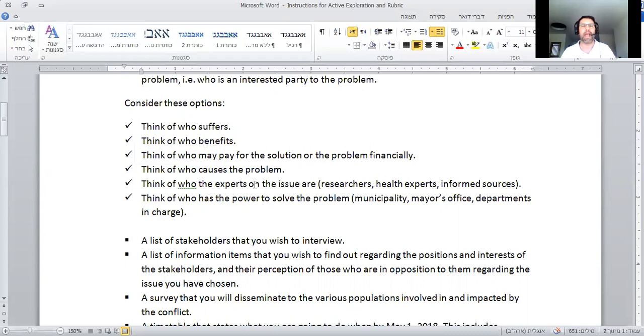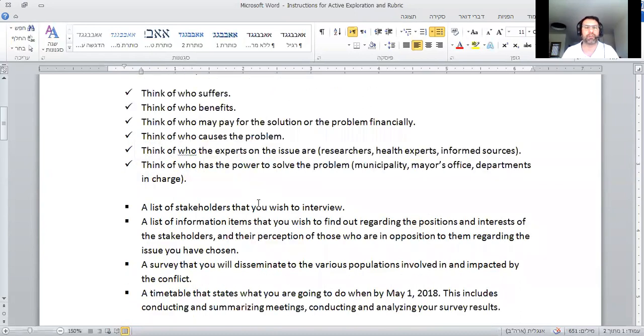Next, think of who the experts on the issue are: researchers, health experts, and farm resources. Next, think of who has the power to solve the problem. Not necessarily the people who are affected or cause the problem actually have the power to solve it. Sometimes you need a law, sometimes you need a local rule, an ordinance. It'd be the municipality, the mayor's office, the departments in the government that are in charge.